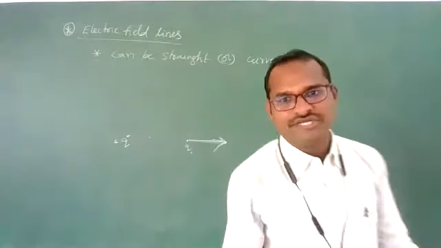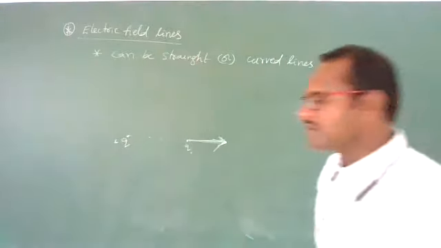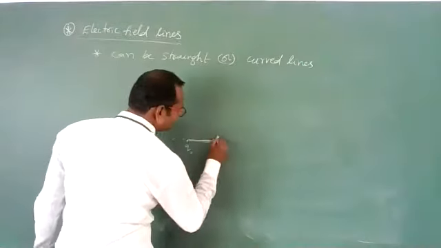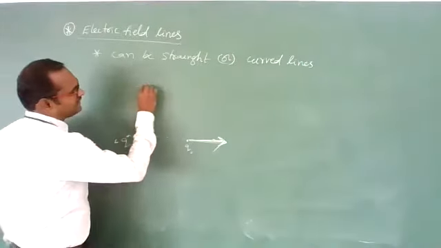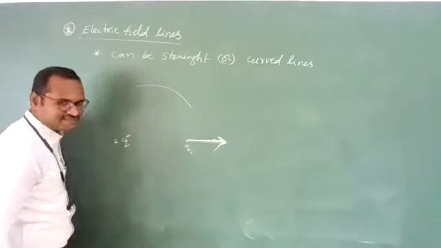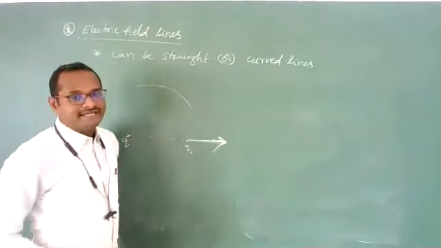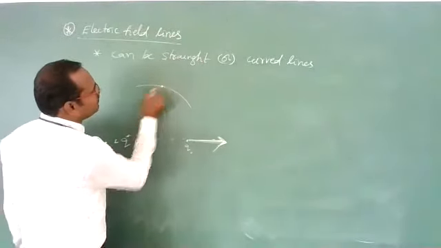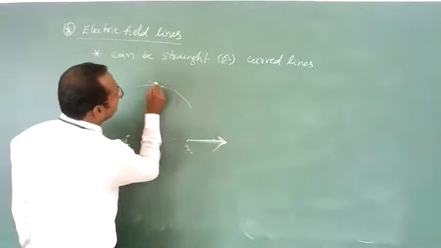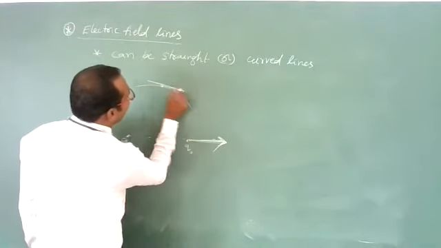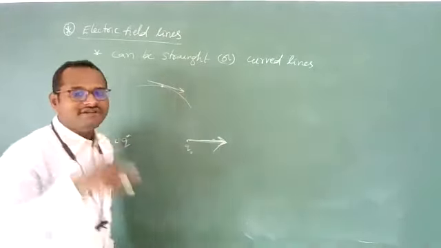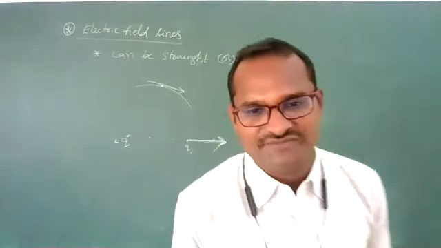They can be straight lines or they can be curved lines. If it is a straight line, it is like this. If it is a curved line, the electric field line is like this curved line. If you want the electric field direction at any point, you need to draw a tangent at that point. The tangent drawn to the curved electric field line gives the direction of the electric field.